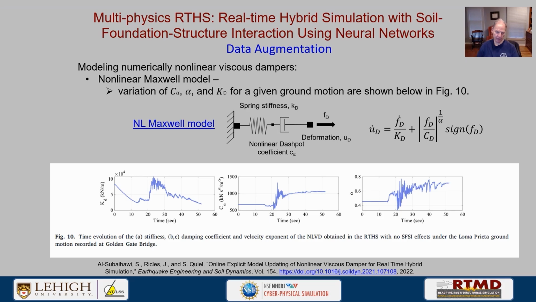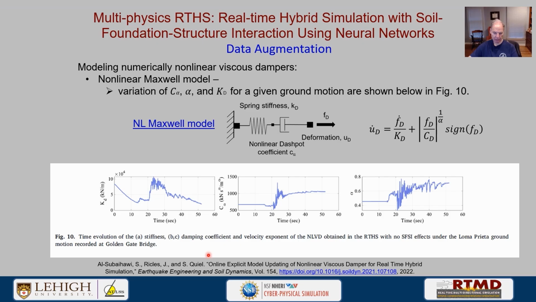It's actually shown here. This is data augmentation, in which the modeling of numerically nonlinear viscous dampers is typically used. It's shown there, the model in the far middle of the right of the slide here. This schematic illustrates the components. So we have coefficients, C sub D, kind of like the nonlinear dashpot coefficient, alpha, which is an exponent, and K sub D, which is related to the elastic compliance of the damper. Well, we did test.